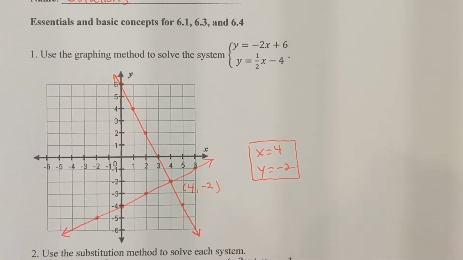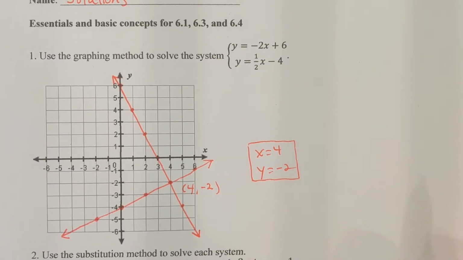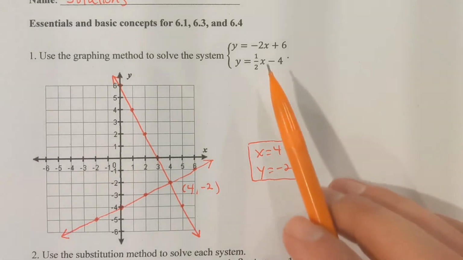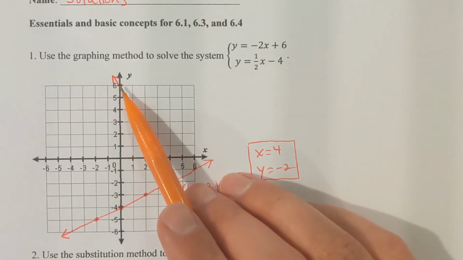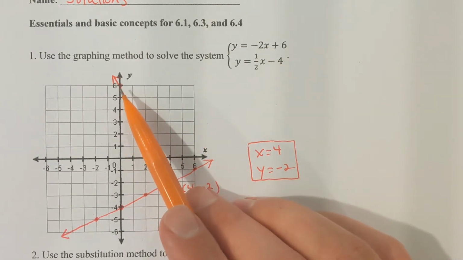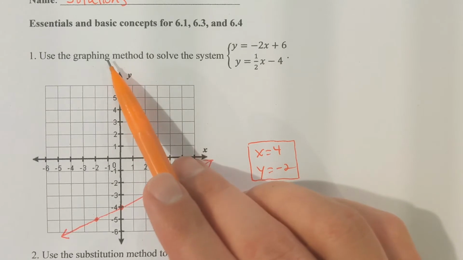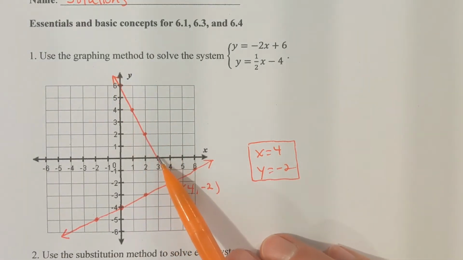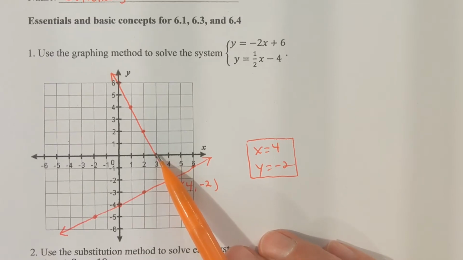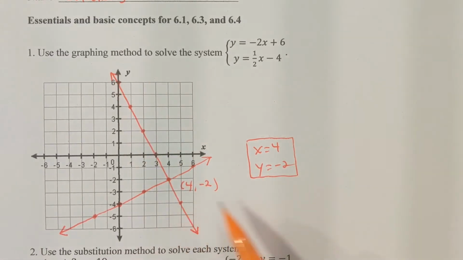Problem 1, use the graphing method to solve the system that's given there. Okay, so when we use the graphing method, we're just going to graph 2 lines and see where they intersect. So the first line has a slope of -2 and a y-intercept at 6. I'm starting at 0, 6 here, and then work off of the slope. We're going to go up 2 into the left one, or can also go down 2 into the right one. If you do that a couple of times, this line will pass through the point 3, 0. And I've drawn that first line there.